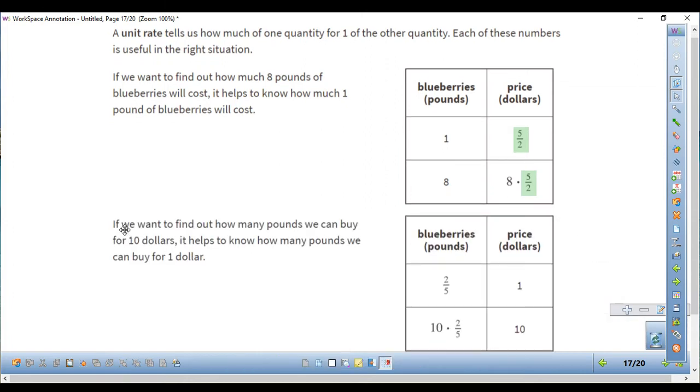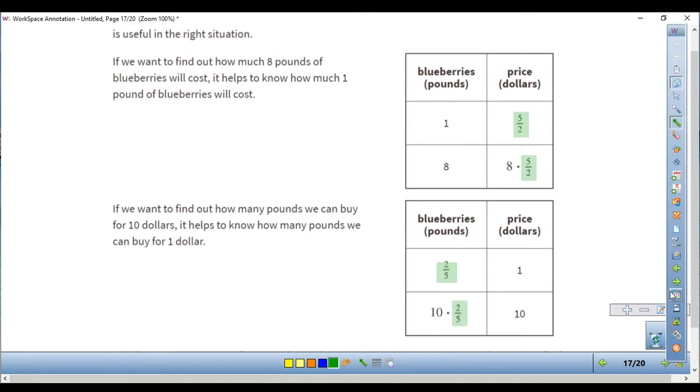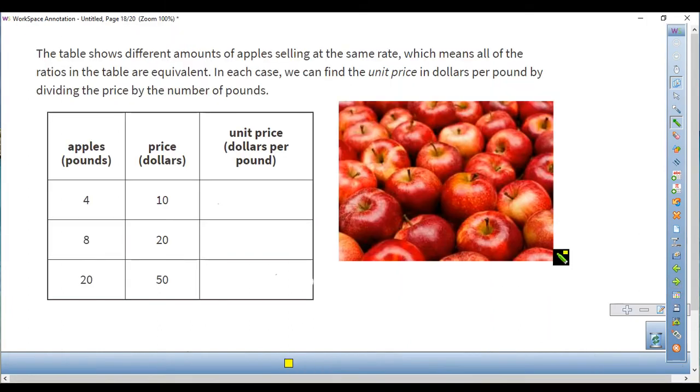But another way we could do this is to find out how many pounds we can buy for $10. So it helps then to know how many pounds we can buy for $1. And this is the other way around. So in this instance, our multiplier is 2/5. So 5/2, the reciprocal, which is a word that we haven't really introduced and not one you need to worry about, but it's one I'm going to use. It's kind of like it's flipped over. So the opposite of this is 2/5. You're multiplying by 2/5 every time. So this information that you need and which unit rate you use completely depends on what you're being asked. Let's look at some examples.